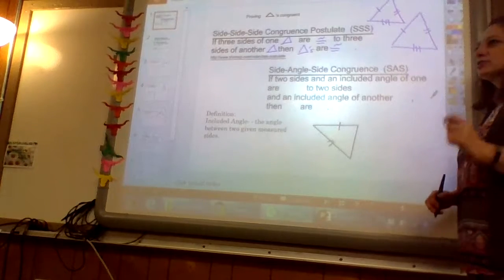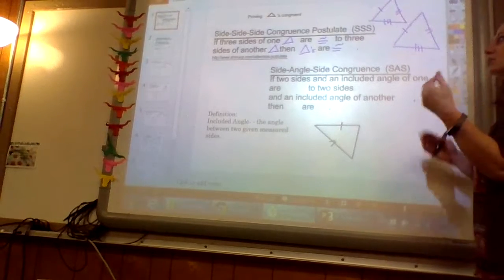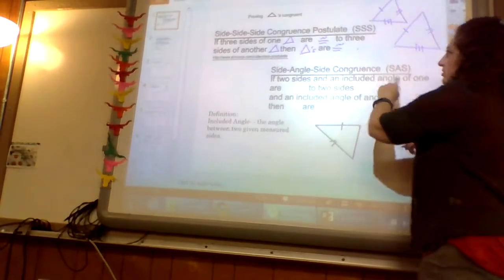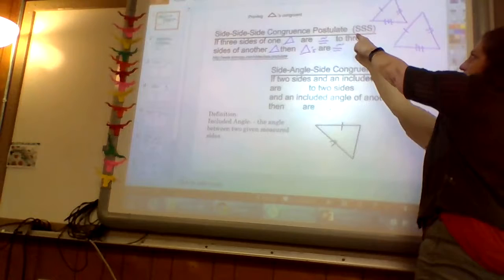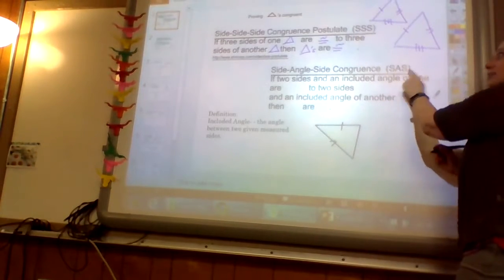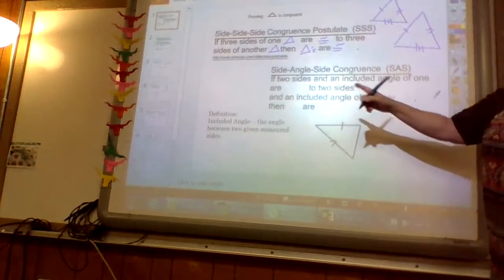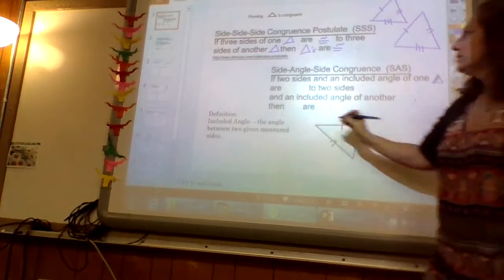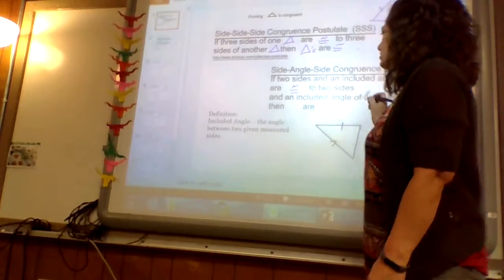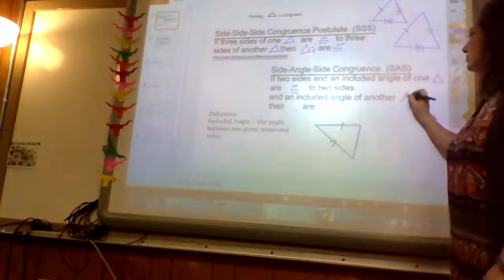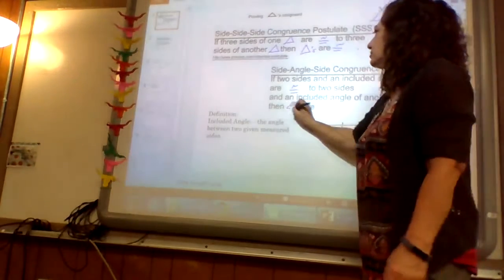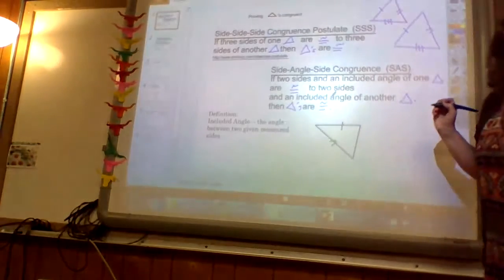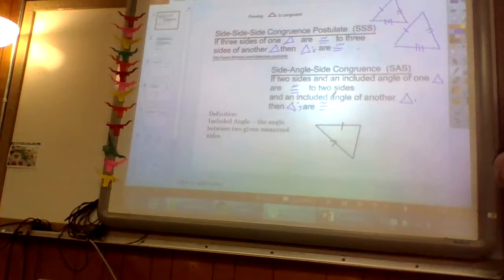The other one we just determined was that if you have an angle in between 2 sides, so we did it as a side, then an angle, then a side congruence, which is called SAS. So, side, side, side, SSS, and side, angle, side, SAS. If 2 sides and the included angle of one triangle are congruent to 2 sides and the included angle of another triangle, then the triangles are congruent. Okay, so filling in those blanks for me, please.